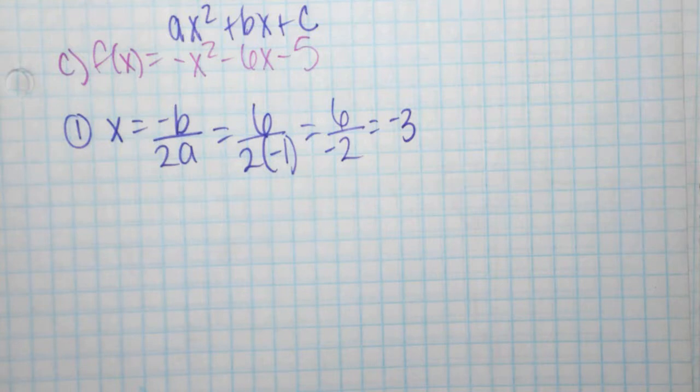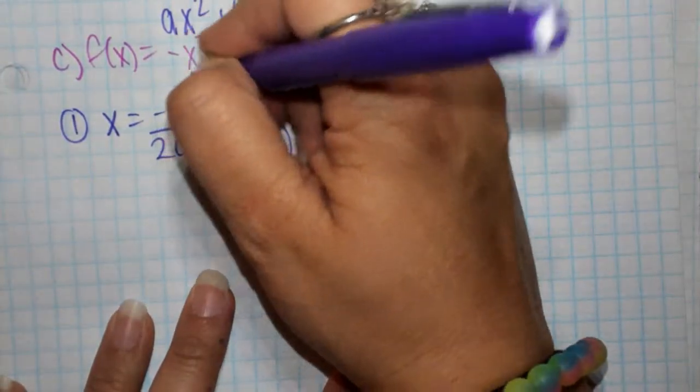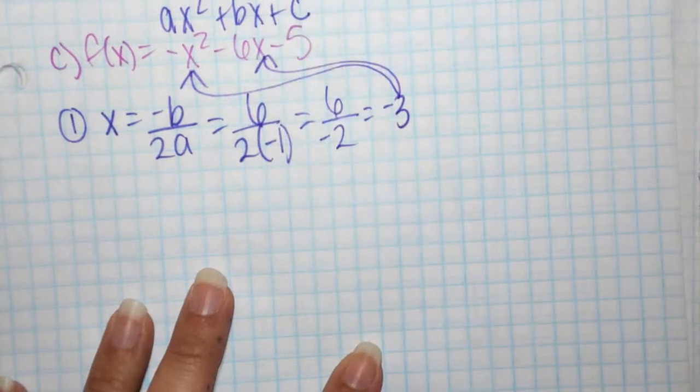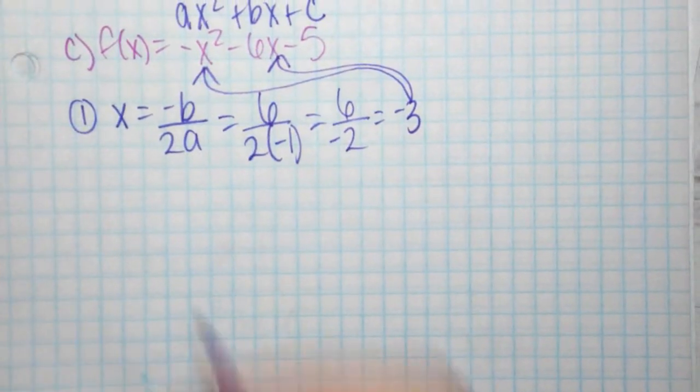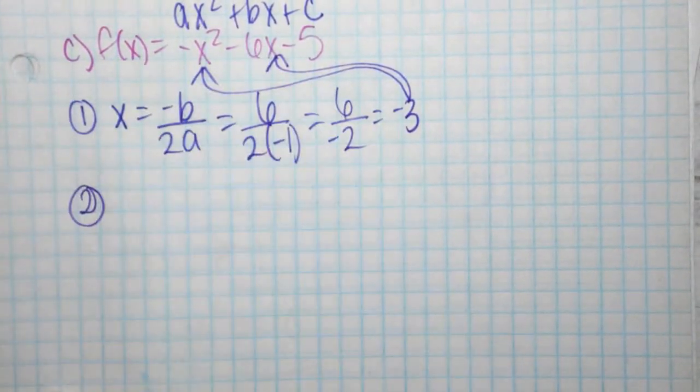Okay, now that we have x, that gives us the x coordinate of our vertex. How do we find y? Plug it in up here. So you take this negative 3 and you put it here, and you put it here. Are we ready? Does anybody need another minute?